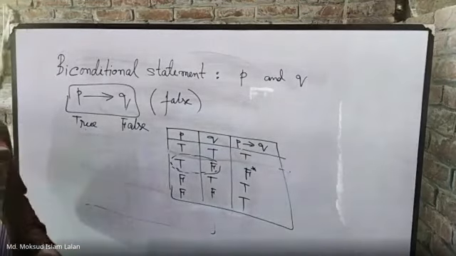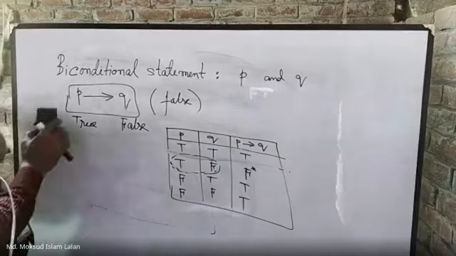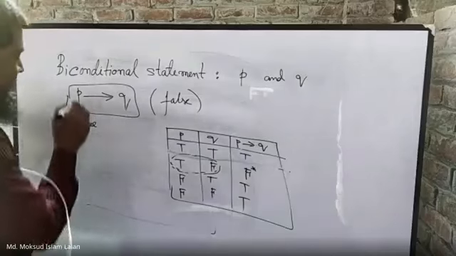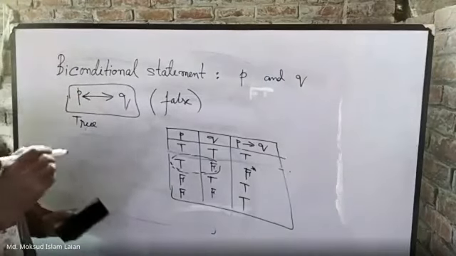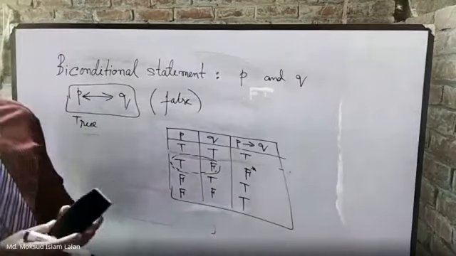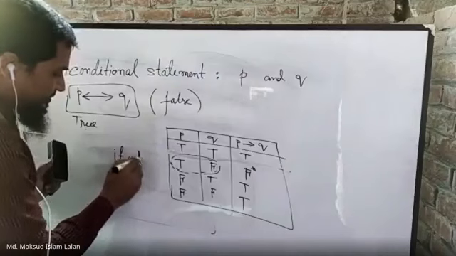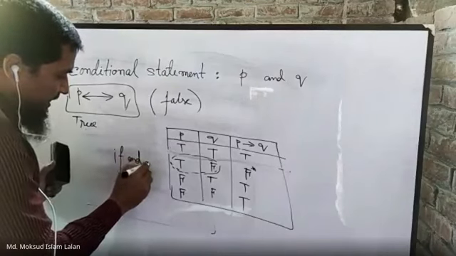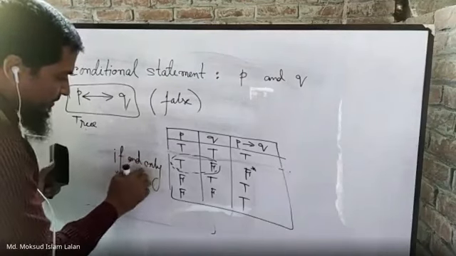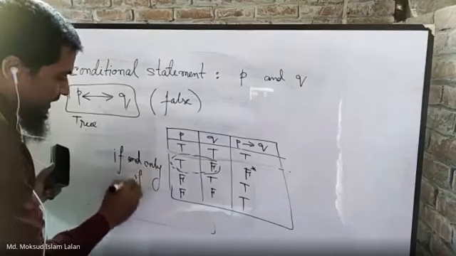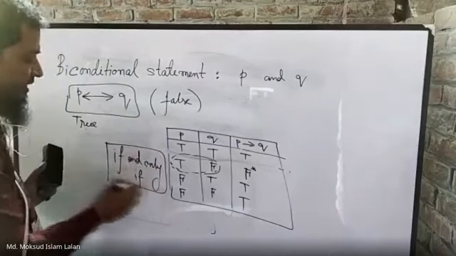Sir, in the biconditional statement, when P is false and Q is true, then that will be false. Am I right, sir? Biconditional, I mean the if and only if relation. If and only if relation, that is called biconditional mathematically.